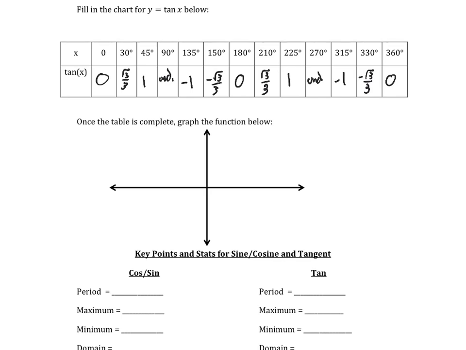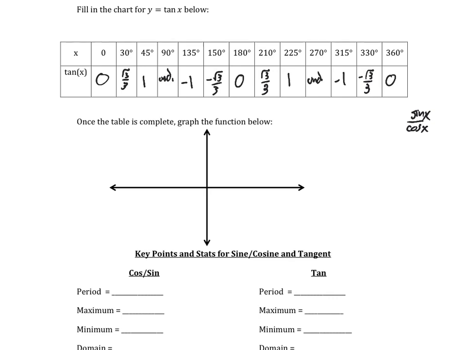So now we have a series of values, let's first tackle how we can graph them. Let's start with the undefined ones. If you remember, tangent is sine of x over cosine of x. We're getting undefined when we divide by 0. And if you remember, when we divide by 0, we get a vertical asymptote.